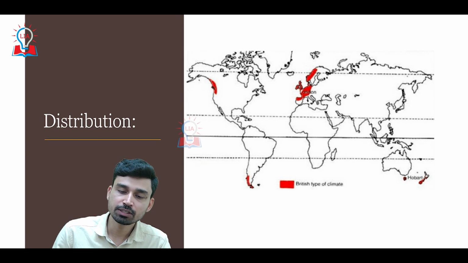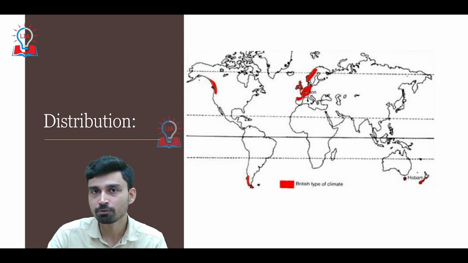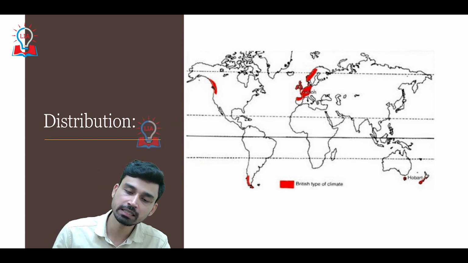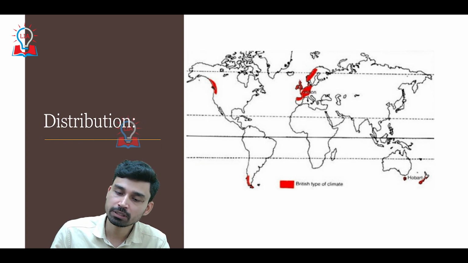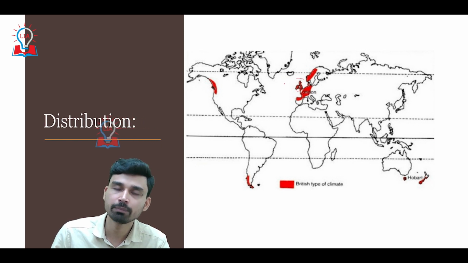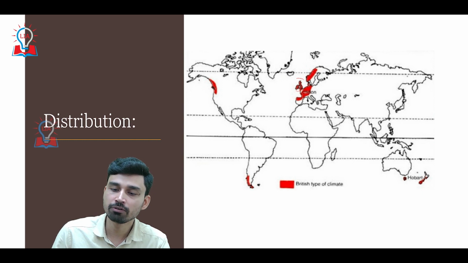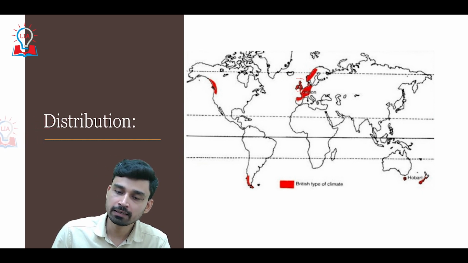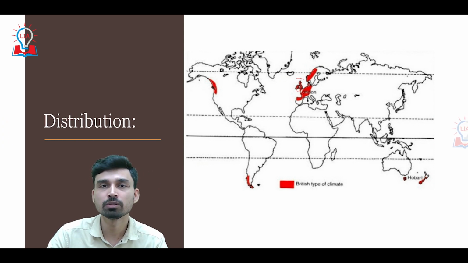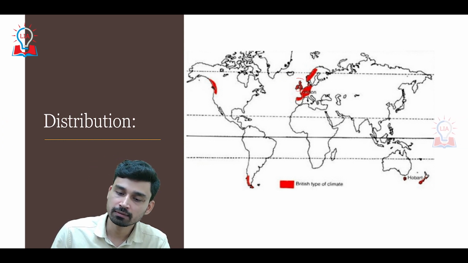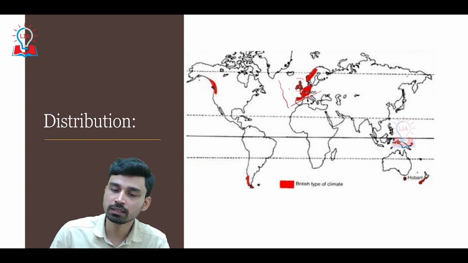Now let us look at the distribution on the world map where the British type of climate has developed. First of all, if you look at Northwestern Europe, the British type of climate covers the entire Great Britain, and then it extends all the way in the north up to Norway and Sweden, and in the east to countries such as Belgium, France, the Netherlands, and also slightly to the south in the Iberian Peninsula of Portugal and somewhat in the Spain region. So this is the region where we can see the largest land area experiencing this particular climate.